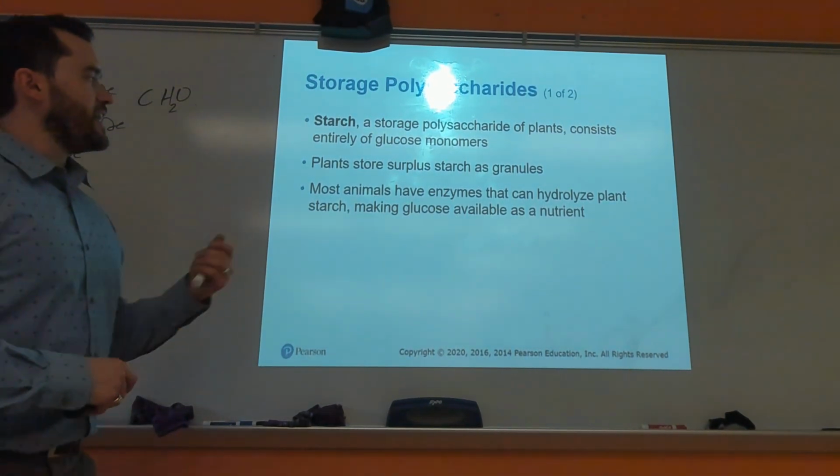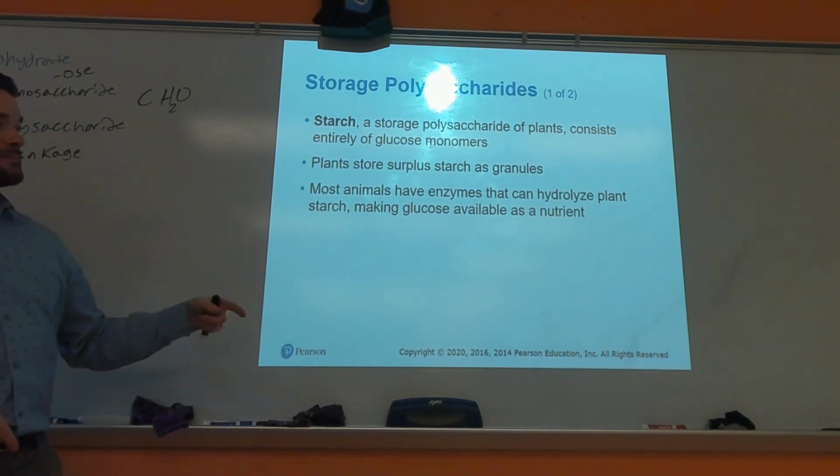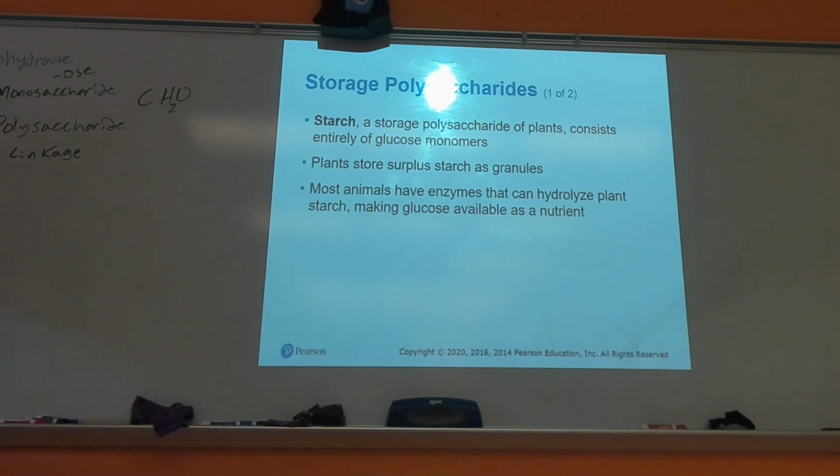But yeah, as the animal or the plant needs that stored sugar, it'll have enzymes that hydrolyze. Remember hydrolysis? That's how you break apart the polymer into the monomer. So as the plant or the animal needs that carbohydrate, it'll hydrolyze the polymer into the monomer glucose for it to use.